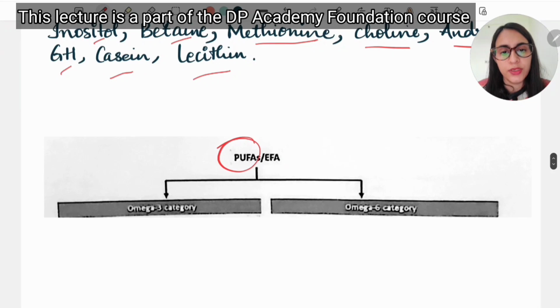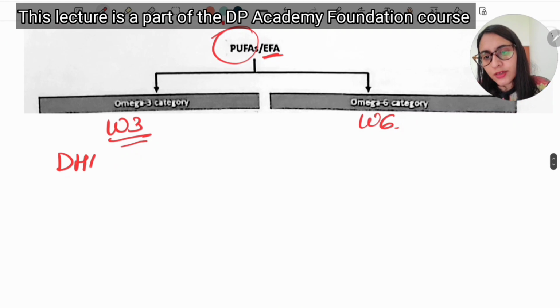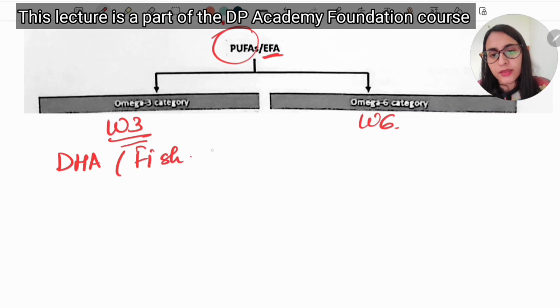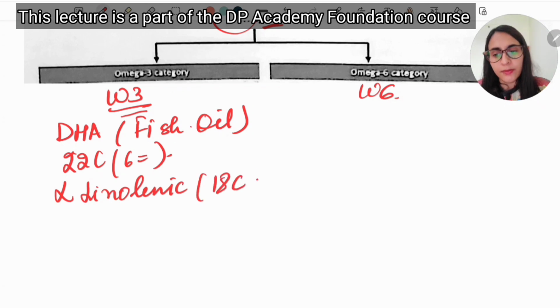Now talking about polyunsaturated fatty acids. These are the essential fatty acids. So PUFA is polyunsaturated fatty acid. It can be omega 3 or omega 6. So examples for omega 3 category, it is DHA, which is in fish oil, and this DHA is a 22 carbon compound, and it has got 6 double bonds. Then we have alpha linolenic acid, and this is 18 carbon having 3 double bonds.